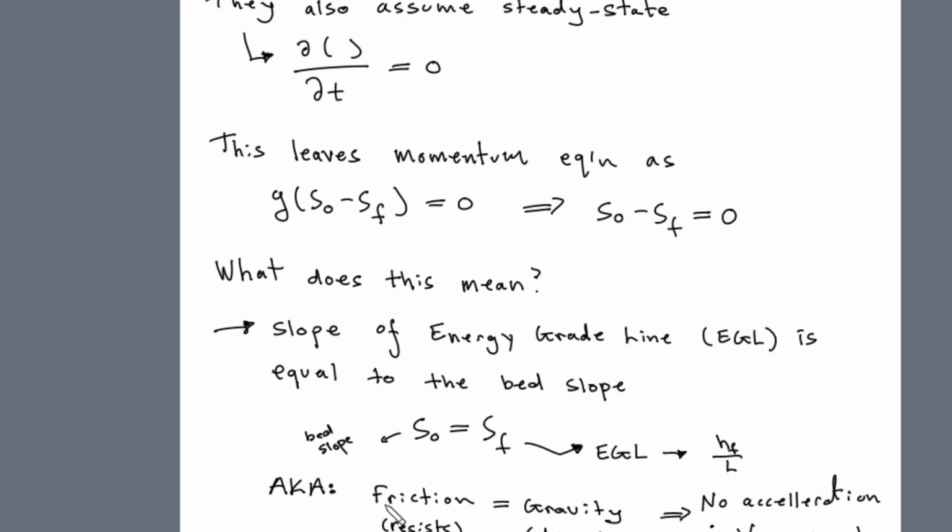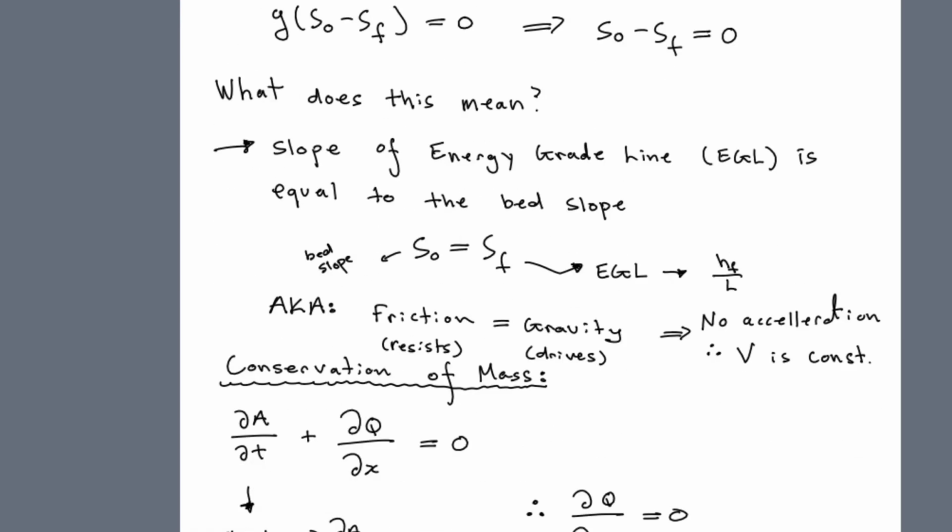And in other words, what this is saying is that the friction is going to be equal to gravity, which ultimately means the resisting force is equal to the driving force, and that we have no acceleration, and that our velocity is constant from one point to another.